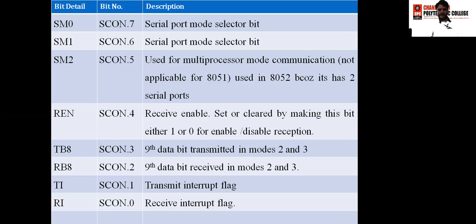TB8 is the ninth data bit transmitted in mode 2 and 3 of the serial port operation. The ninth bit comes after the data bits have finished. TB8 is the ninth bit transmitted in mode 2 and 3. Same is RB8, the ninth data bit received in mode 2 and 3. TI is the transmit interrupt flag and RI is the receive interrupt flag.